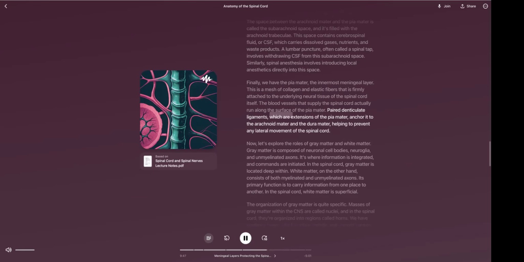Paired denticulate ligaments, which are extensions of the pia mater, anchor it to the arachnoid mater and the dura mater, helping to prevent any lateral movement of the spinal cord. Now let's explore the roles of gray matter and white matter.